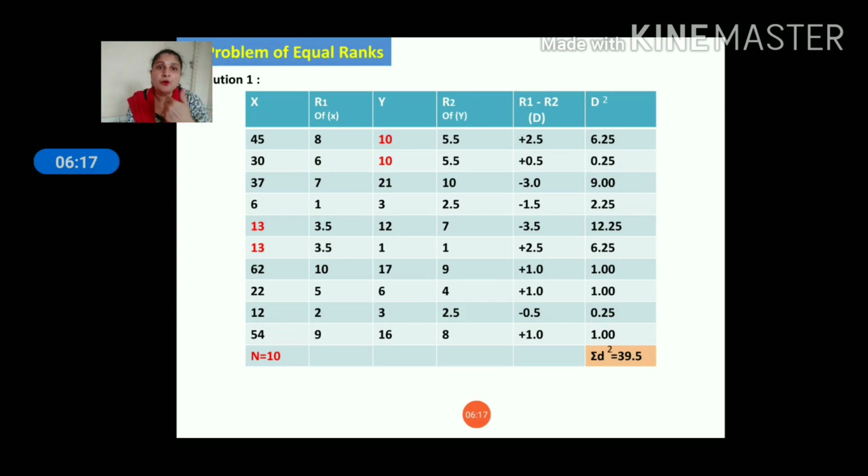Now up to 4 we have shared. The next rank we will assign will be 5. 3 and 4 we have taken. The next value will be given 5. So 22 we have given 5. Then 30 we have given 6. 37 we have given 7. 45 we have given 8.